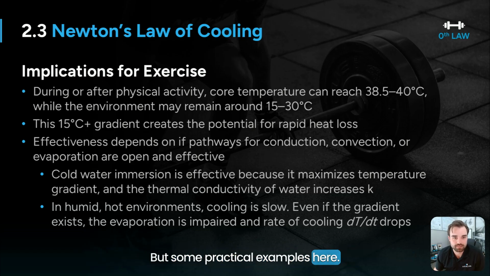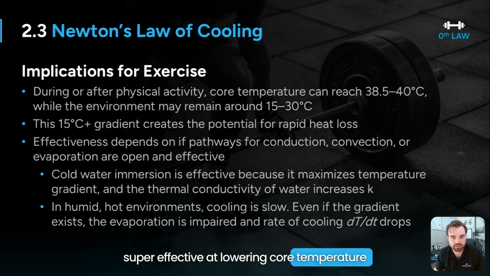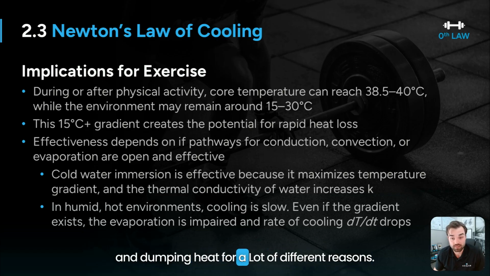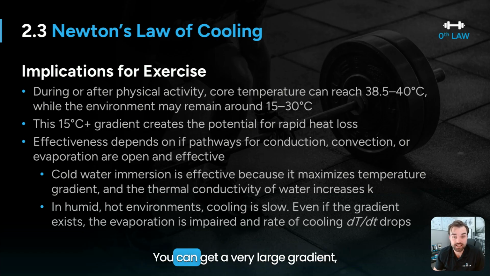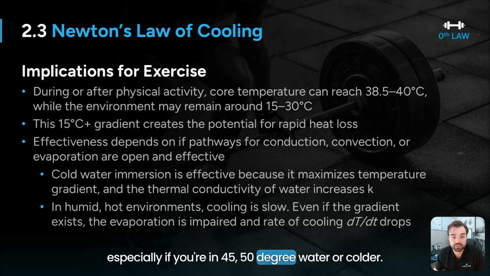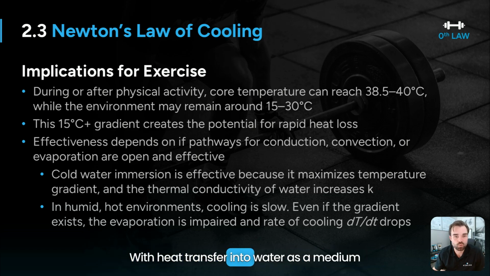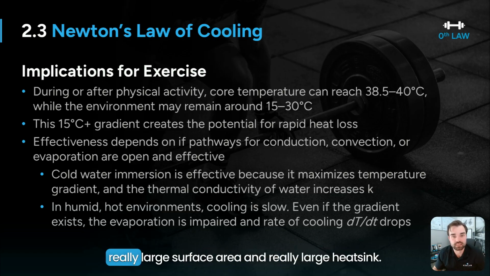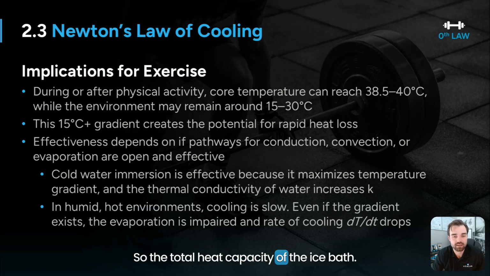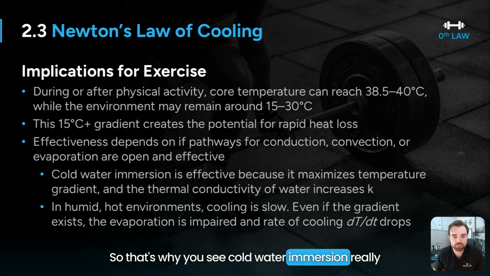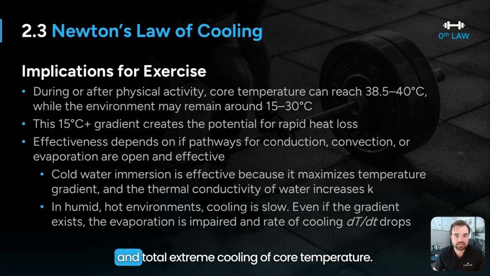But some practical examples here. Cold water immersion, for example, is super effective at lowering core temperature and dumping heat for a lot of different reasons. It maximizes temperature gradient. You can get a very large gradient, especially if you're in 45, 50 degree water or colder. You have really great thermal conductivity with heat transfer into water as a medium, as well as circulation that is able to create a lot. And then you have really large surface area and a really large heat sink, so the total heat capacity of the ice bath. So that's why you see cold water immersion really as the gold standard for rapid and total extreme cooling of core temperature.